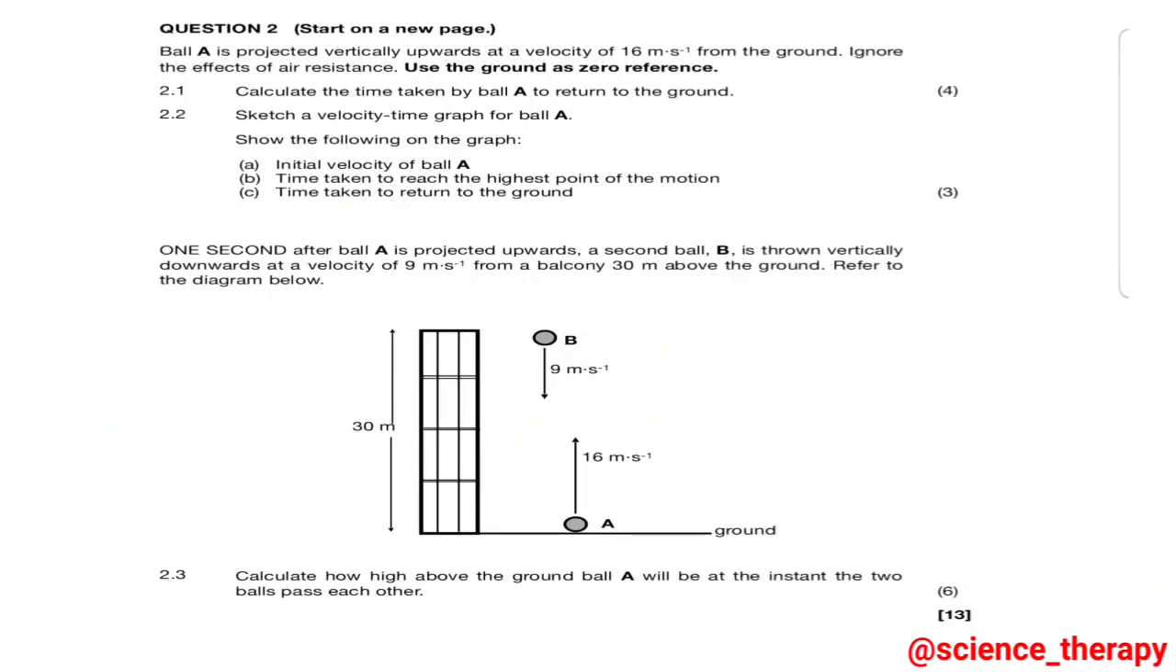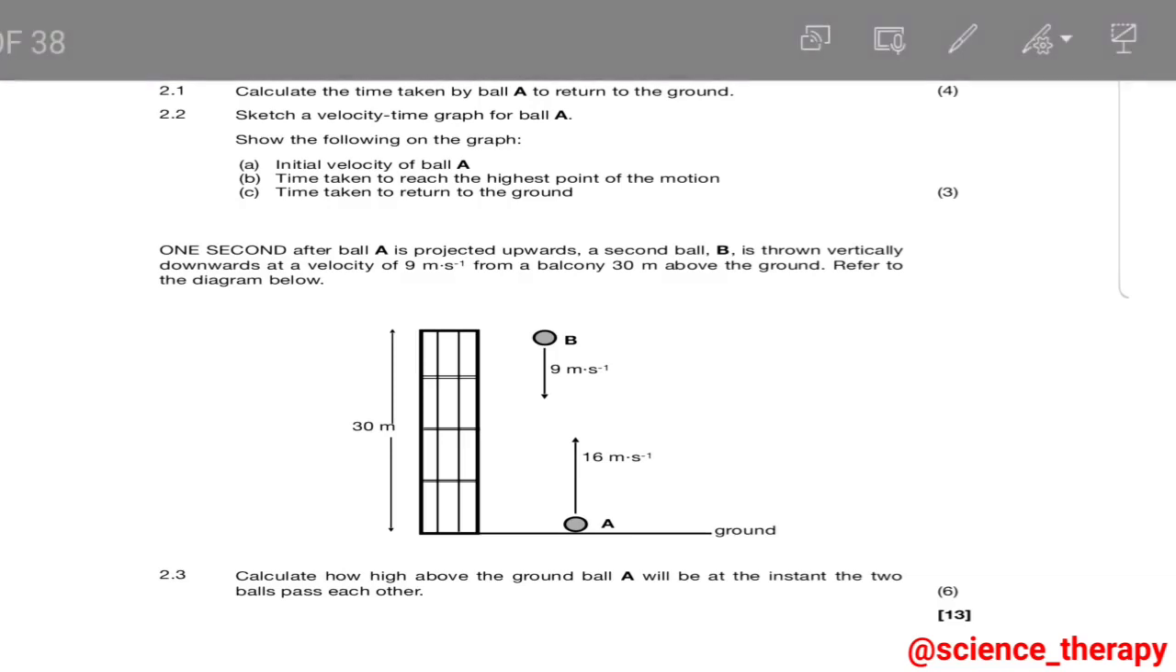Okay, now let's look at question 2. It says ball A is projected vertically upwards at a velocity of 16 meters per second from the ground. Ignore the effects of air resistance. Use the ground as 0 reference. 2.1 says calculate the time taken by ball A to return to the ground.